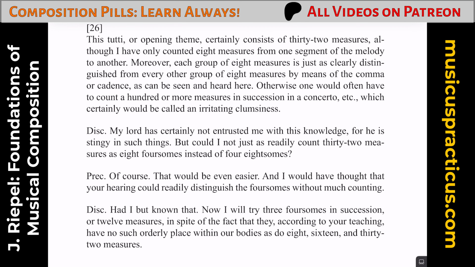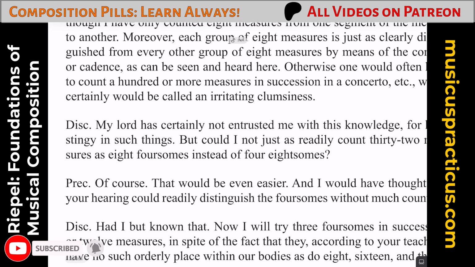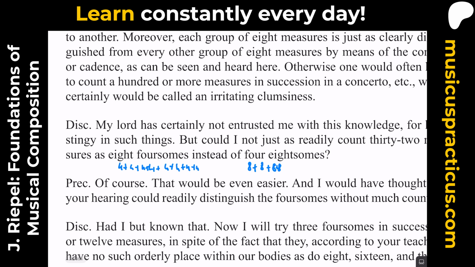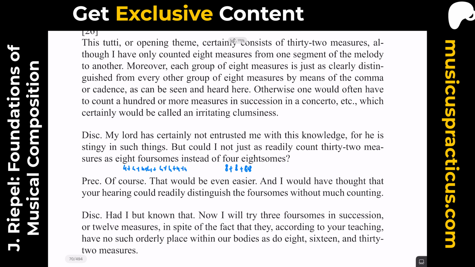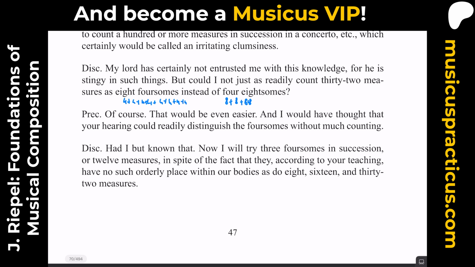But could I not just as readily count 32 measures as 8 foursomes instead of 4 eightsomes? Okay, wait, let's read it again. But could I not just as readily count 32 measures as 8 foursomes, so 4 plus 4 plus 4 plus 4 plus 4 plus 4 plus 4 plus 4, instead of 4 eightsomes, so 8 plus 8 plus 8 plus 8, because at the end they are 32? Of course, that would be even easier, and I would have thought that your hearing could really distinguish the foursomes without much counting. Okay, had I but known that.